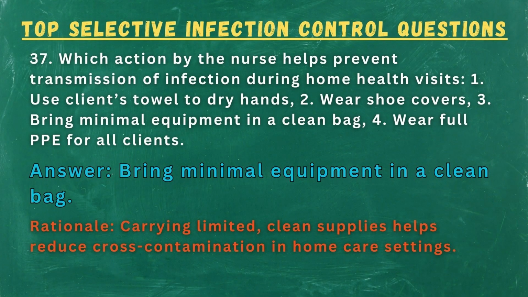37. Which action by the nurse helps prevent transmission of infection during home health visits? 1. Use client's towel to dry hands. 2. Wear shoe covers. 3. Bring minimal equipment in a clean bag. 4. Wear full PPE for all clients. Answer: Bring minimal equipment in a clean bag. Rationale: Carrying limited, clean supplies helps reduce cross-contamination in home care settings.